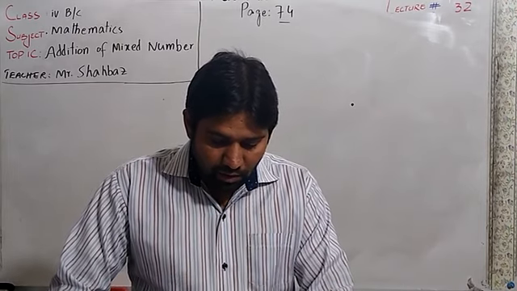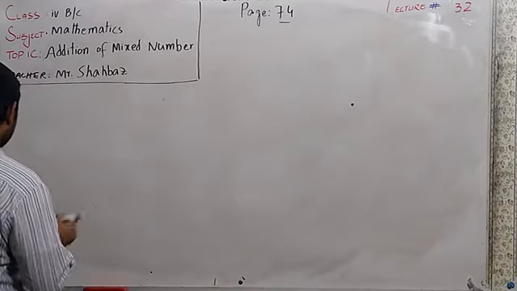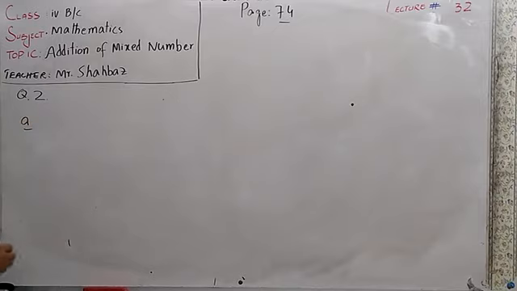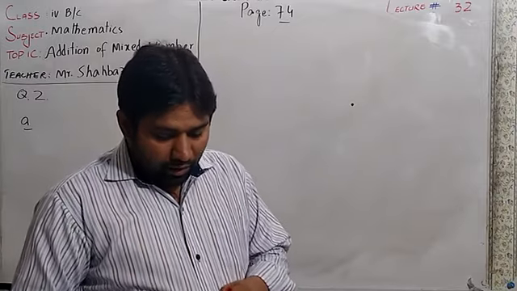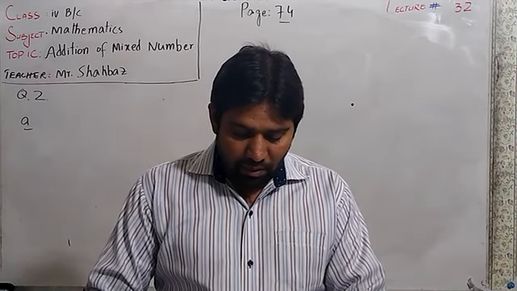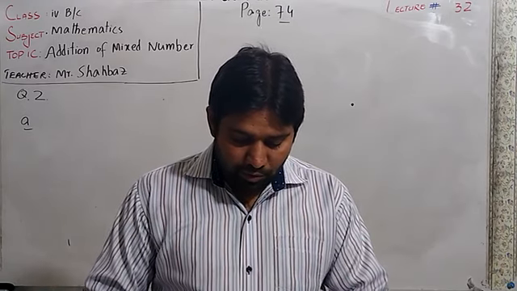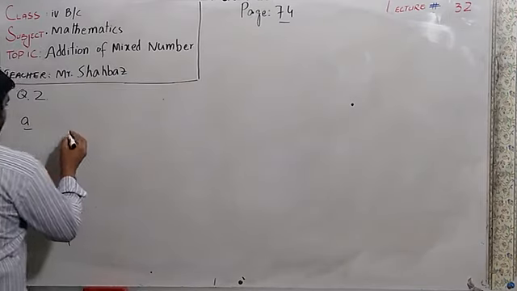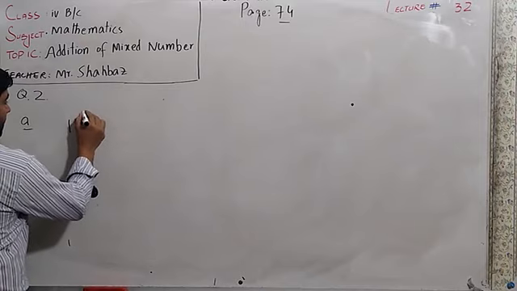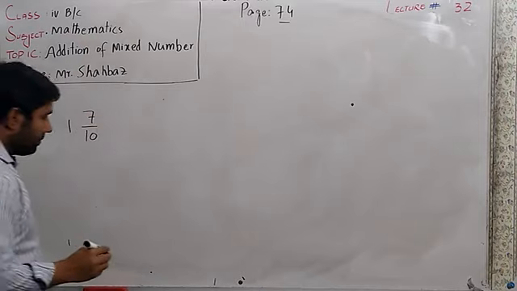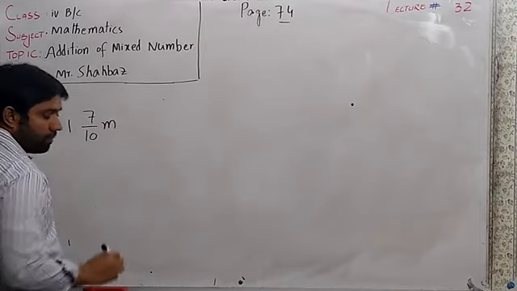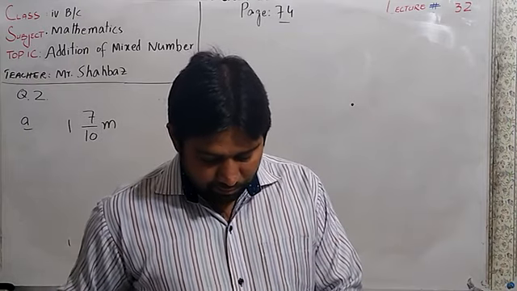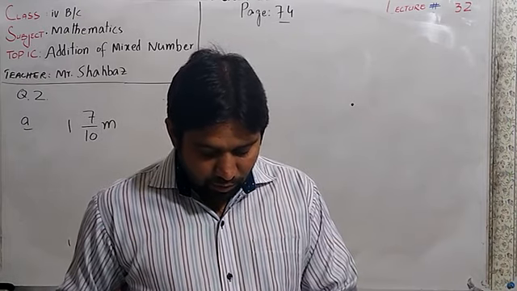Question 2, part A. Tanya and Rida were making some paper flowers. Tanya used 1 whole 7 over 10 meter of paper, and Rida used 1 whole 1 over 10 meter. How much paper did they use altogether?